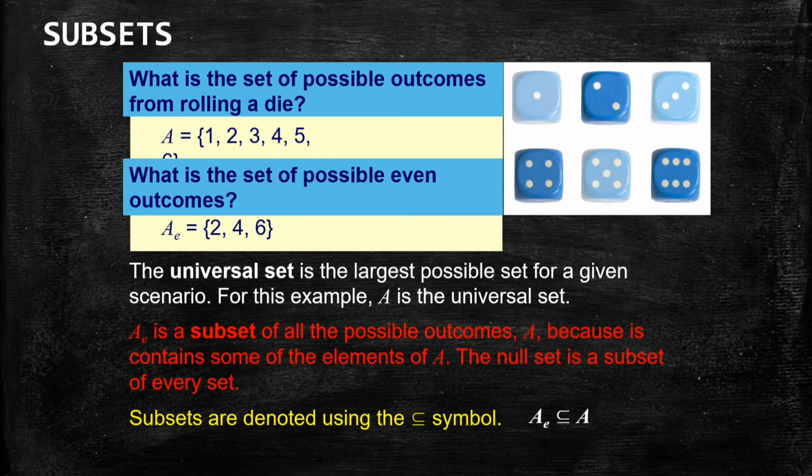Now one important thing, for your subsets, the notation which you are going to be using is this one. So we say that AE is a subset of A if we can write them in this way, if all the elements which are there in AE are a part of A. That's what a subset is about. All possible outcomes of AE should be the elements of A.